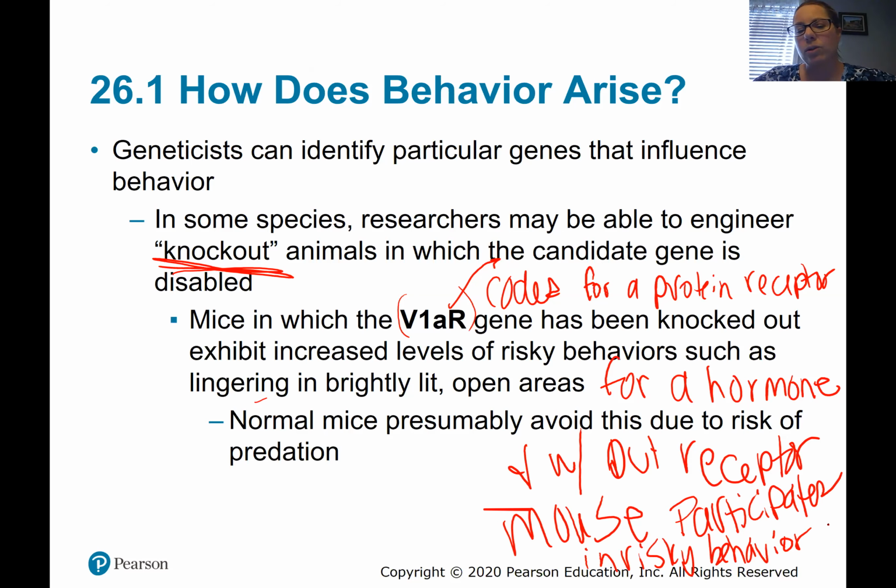So in a normal mouse with this gene, the protein to make the receptor is there, the hormone is received, and they know to be more cautious. But if you remove that gene, the protein cannot be produced, and they engage in that more risky behavior. There are some others as well.